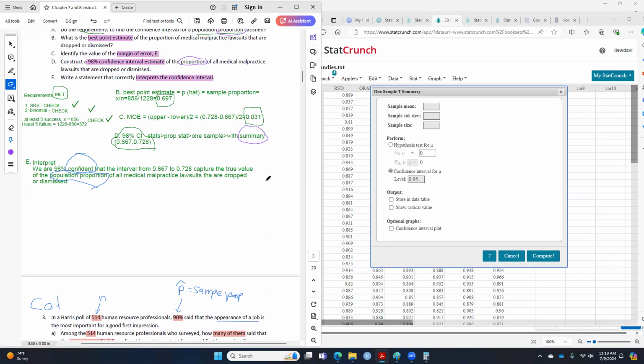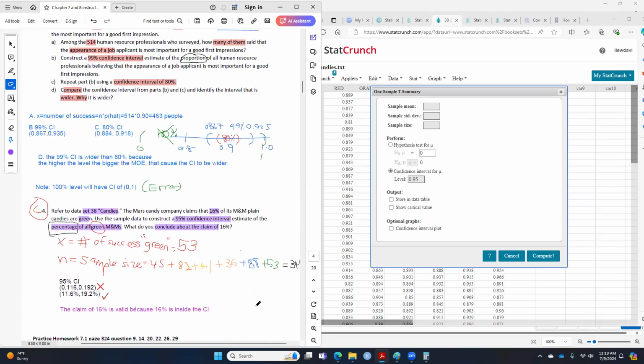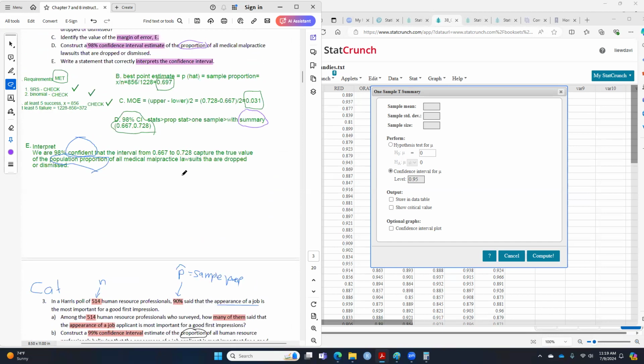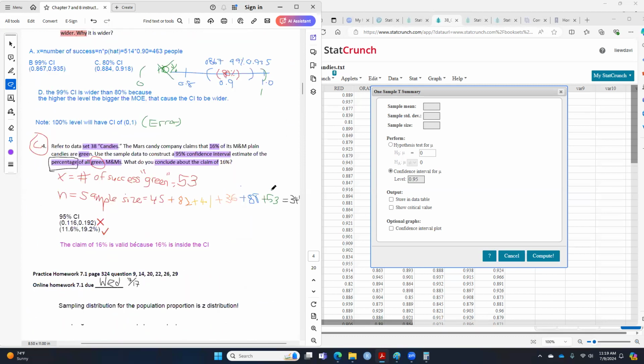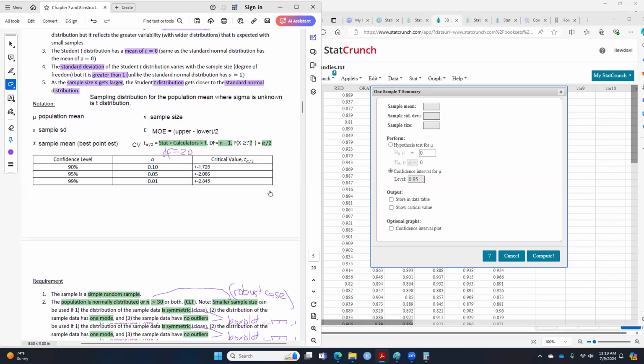We never use data. Remember, I tried to use data in question 4, and I made a mistake. It's completely wrong. I might need to learn how to use it with data. I might be able to do it, but I think for the proportion case it is mostly just with summary. Okay, all right.